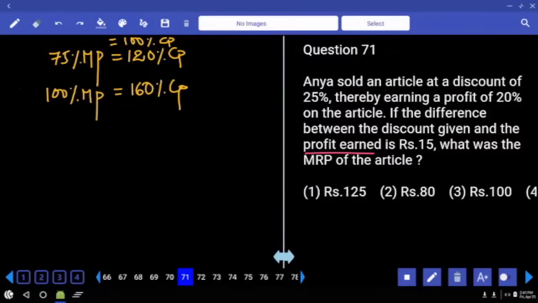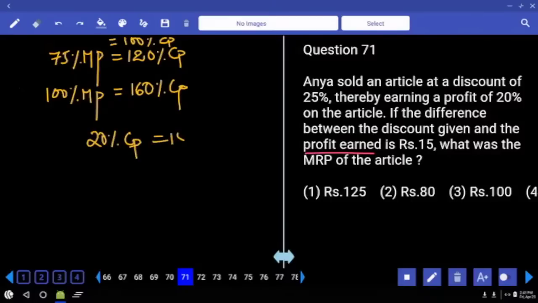No, what is profit? Is it selling price minus cost price? This is selling price and this is cost price, right? What is the difference? 20% of which price? Cost price. How much is discount? 40% of cost price. Profit 20% of cost price. Difference 20% of cost price. Understood?